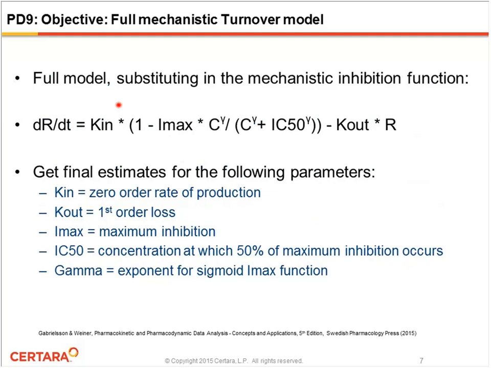The full turnover model, substituting in the inhibitory function, is Kin times this inhibitory function we discussed, minus Kout times R. And the objective here is to get final estimates for the parameters in this model. So those are the Kin, Kout, Imax, IC50, and gamma.